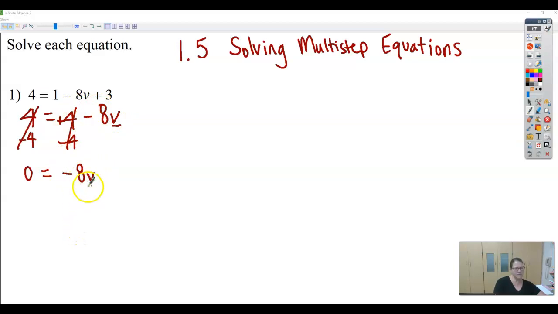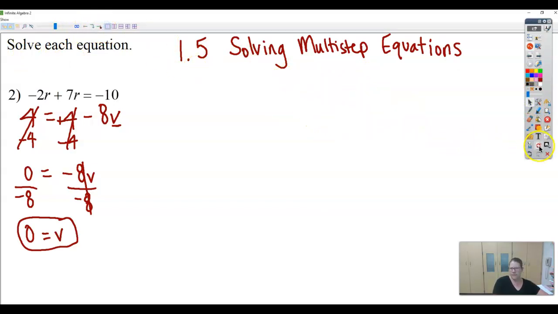Now v is multiplied by negative 8. In order to undo multiply by negative 8, I'm going to do the opposite operation, which is divide by negative 8. But if I do it to one side, I have to do it to the other, right? The equal sign is what divides the equation into two sides, right? So do it to each side. 0 divided by negative 8 is 0. Negative 8 divided by negative 8 is 1, so that would just leave a v on this side. So v is equal to 0. Okay, that's our first example. Alright, let's try another one.